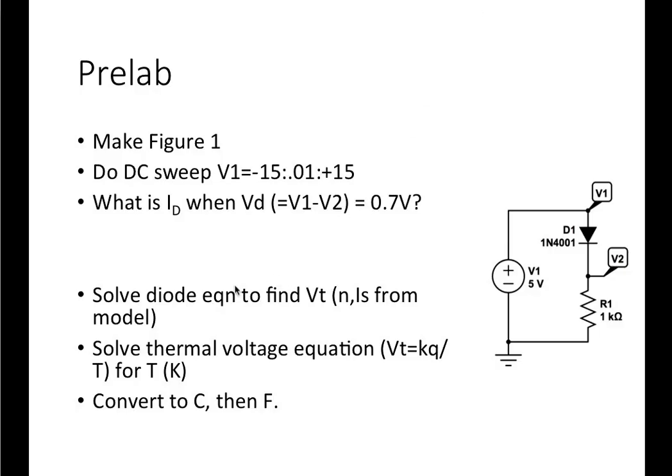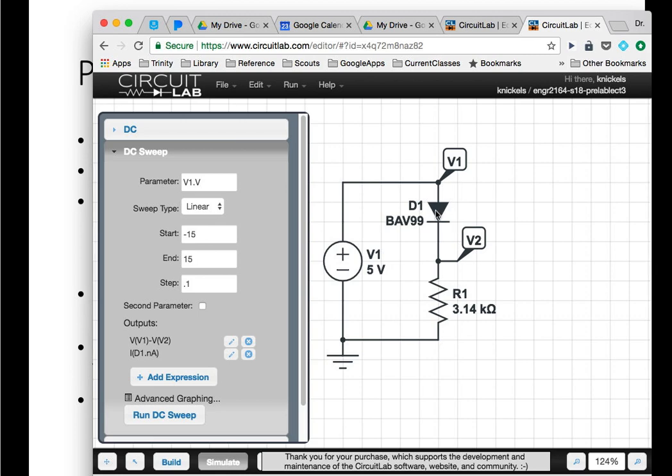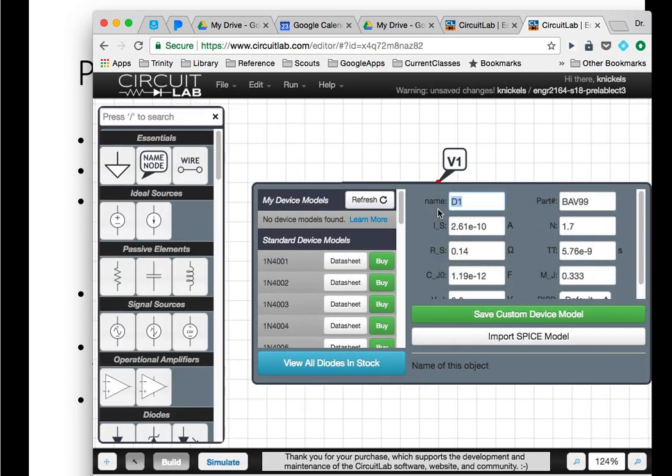And then what do you do with that? Well, we know we have this diode equation. ID is equal to IS times e to the VD over NVT. So we need to find VT. Well, that's not so bad because we know IS and N for our diode. So if we go back to CircuitLab here and we double click on the component, we actually have model parameters for IS and N.